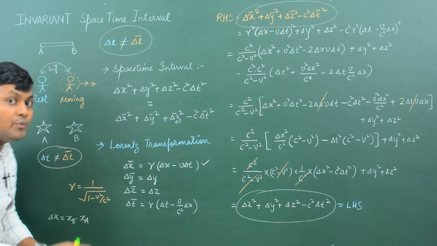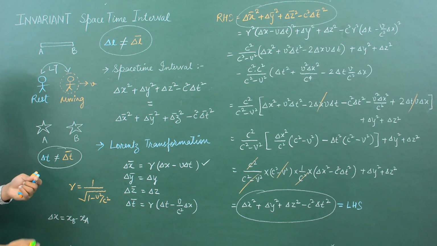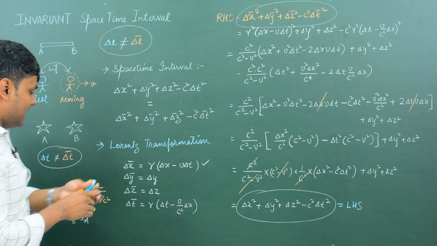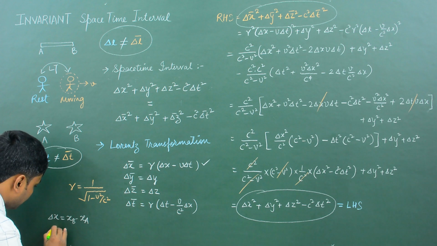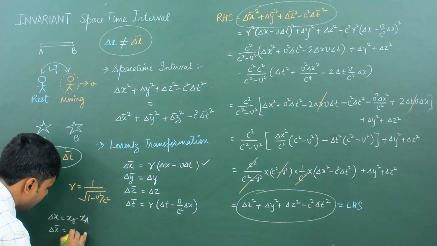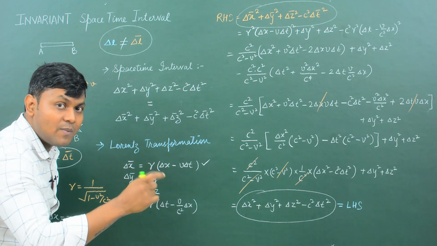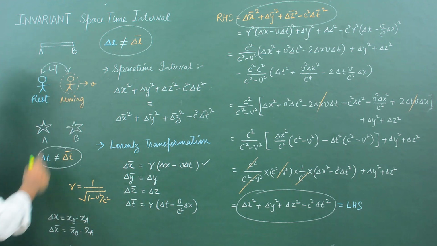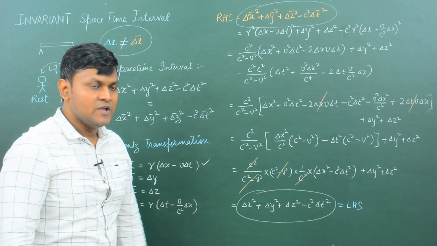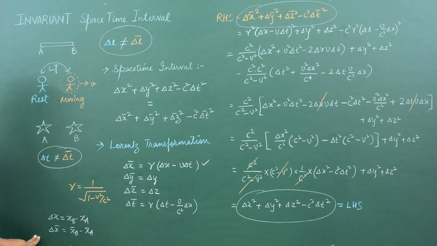So the x component as measured by the rest observer. What is del x bar mean? So del x bar simply means that x b bar minus x a bar. That means the x component or x bar component differences with respect to the moving observer. Similarly for the other quantities. So I hope you understand the definitions that are involved.